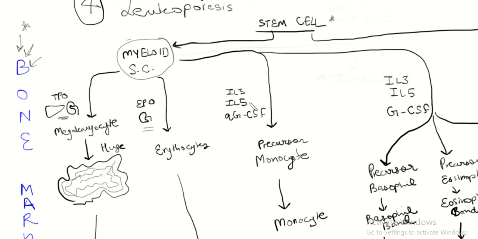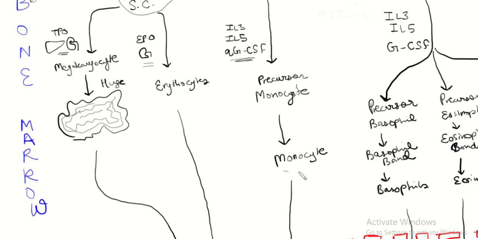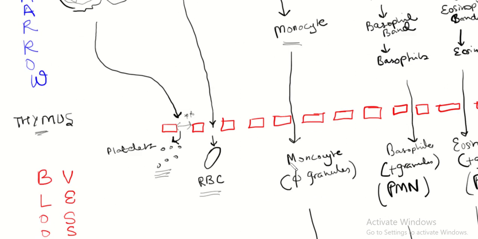I introduce an agranulocyte colony stimulating factor enzyme in there. Okay? An agranulocyte. And it gives me a monocyte. Now, because it's an agranulocyte colony stimulating factor, it stimulates the production of monocyte. Yes? So monocyte is an agranulocyte. Okay? Monocyte is an agranulocyte. There's no granules.